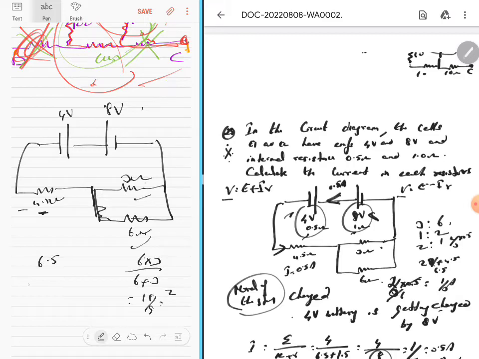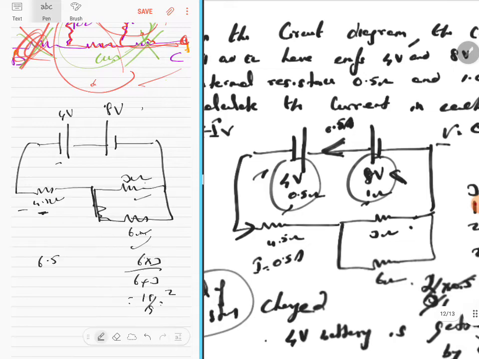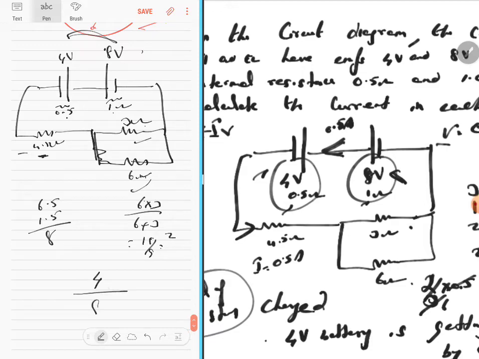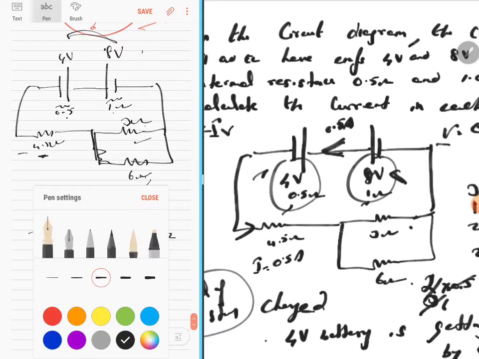But here the internal resistance is also given. This is 0.5. This is 1 ohm. So we add these also. 6.5 plus 0.5 plus 1, totally the equivalent resistance therefore is 8 ohms. What is the voltage? Voltage is 8 minus 4, because positive and positive, negative, so it's 4 by 8 is V by R, equivalent resistance. So it's 1 by 2. Therefore a 0.5 amps current is what is flowing through the circuit. Correct? I is equal to 0.5.